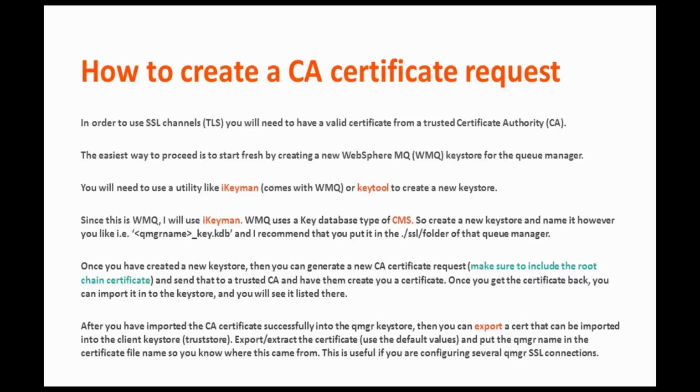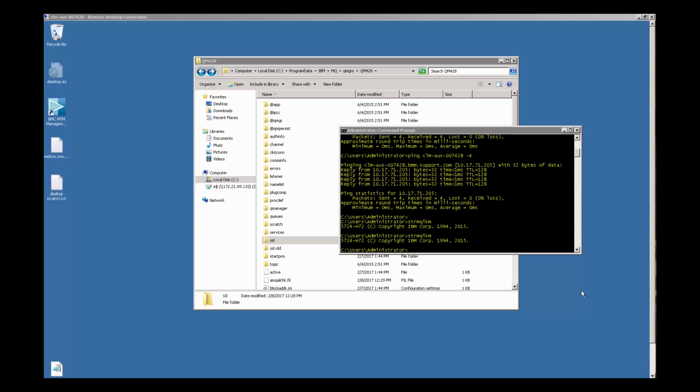After you have successfully imported the certificate into the Q Manager key store, then you can export the cert so that it can be imported into the client key store or trust store. Extract the certificate, use the default values, and put the Q Manager name in the certificate file name so you know where this came from. This can be useful if you're configuring several Q Manager SSL connections at the same time.